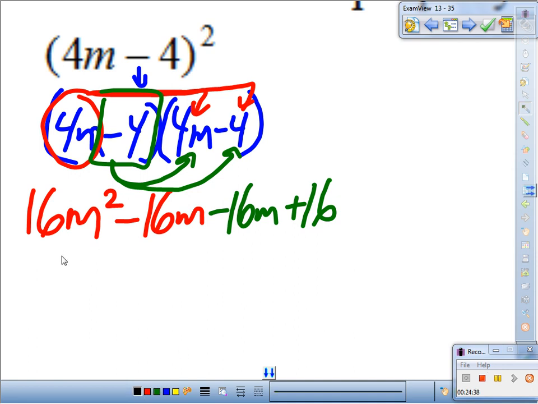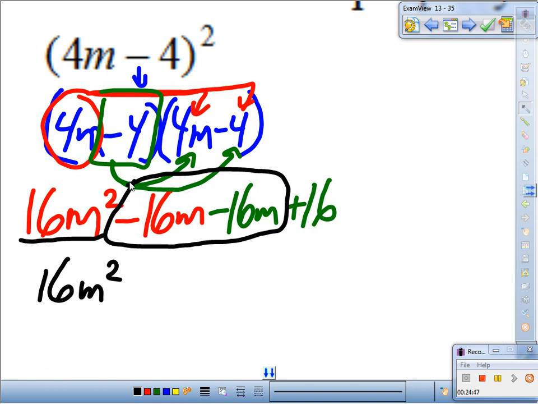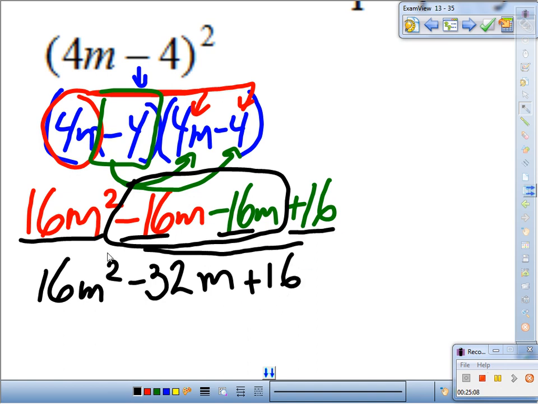All right, let's combine stuff. Is there another m to the second? No. 16m to the second. Is there another m? Yes, this one. All right, what is negative 16 and negative 16? Negative 32m. Notice that I didn't do anything to the exponents because at this point we're not multiplying anymore. We're just combining. So it stays as an m. Plus, just bring down the 16, and we're done with distributive property.